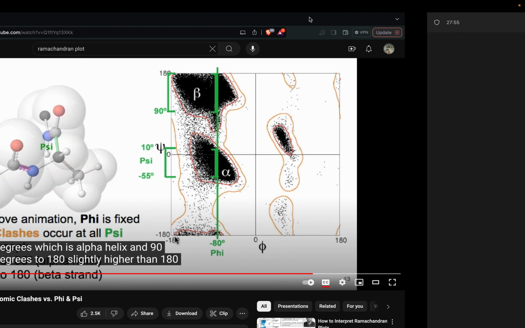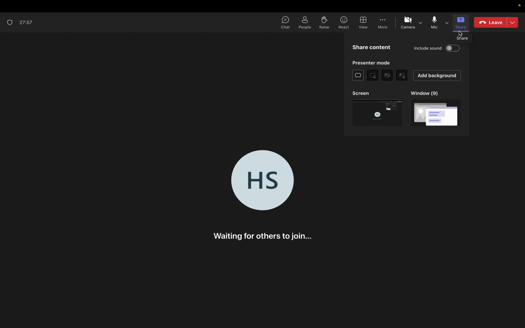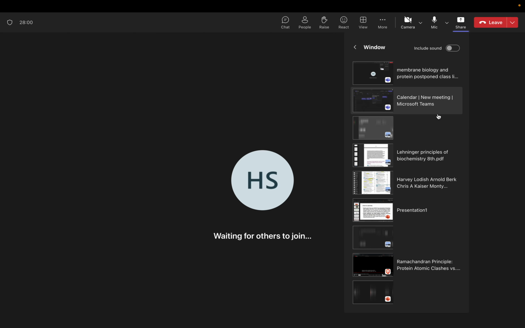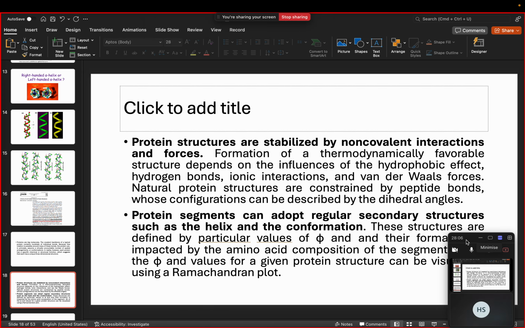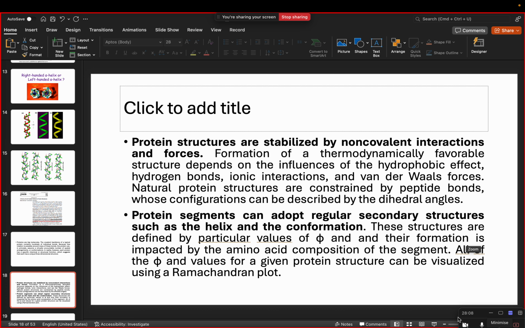Yeah, so you guys got an idea about what Ramachandran plot is. I was not planning for this for today, but as we are discussing the structure, we should have an idea about the Ramachandran plot.